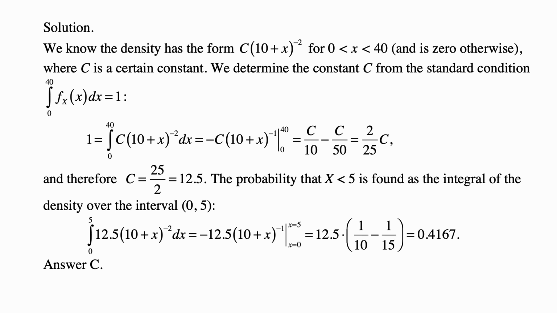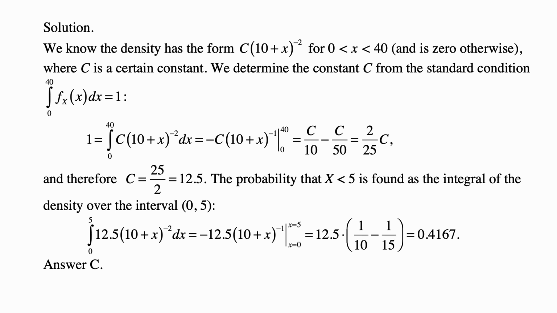Therefore, this is equal to c over 10 minus c over 50. And if we find the common denominator of 50, then this becomes 5c over 50 minus c over 50, or 4c over 50, which is the same as 2c over 25, or 2 over 25 times c. And because this is equal to 1, c has to be equal to 25 over 2, which is 12.5.